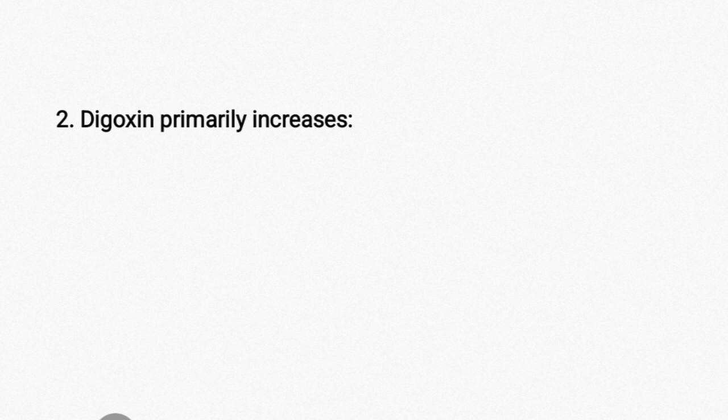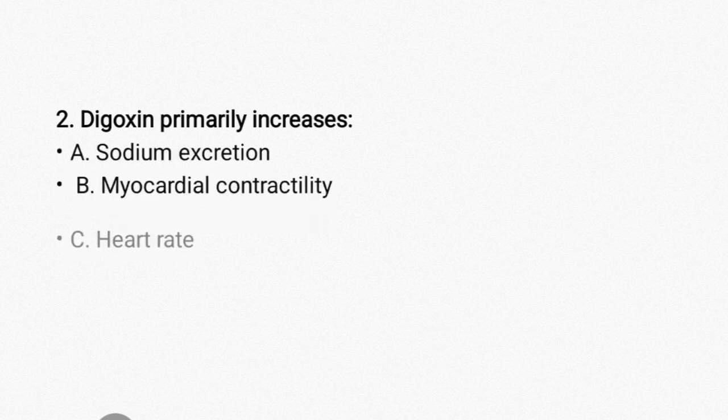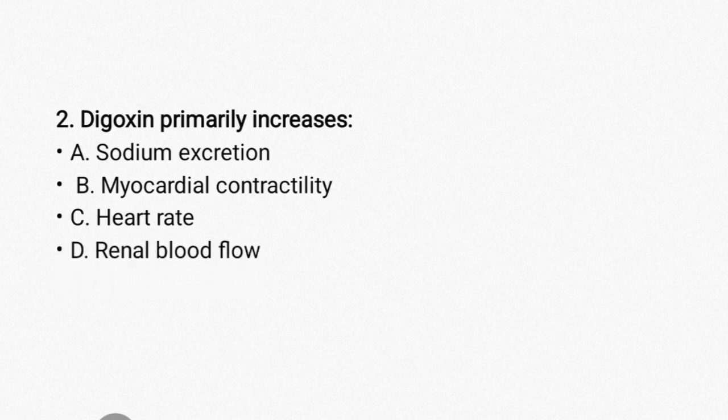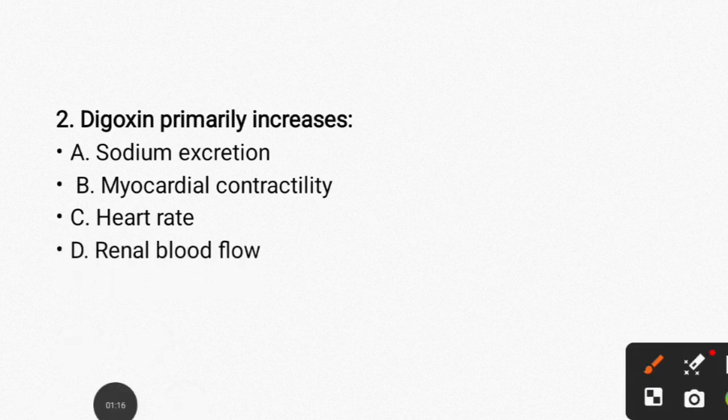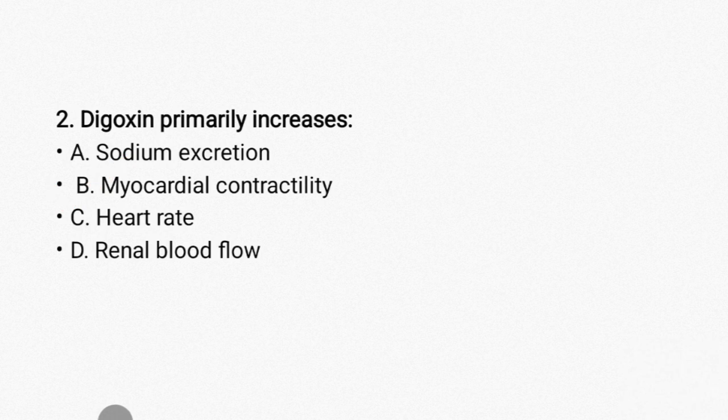Next one: digoxin primarily increases option A, sodium excretion, option B, myocardial contractility, option C, heart rate, and option D, renal blood flow. So here the right answer is option B, myocardial contractility, because digoxin comes under the drugs that are useful in the treatment of congestive heart failure, and congestive heart failure is a type of disease where the heart is unable to contract properly and unable to pump out. So this drug has a beneficial effect on myocardial contractility.